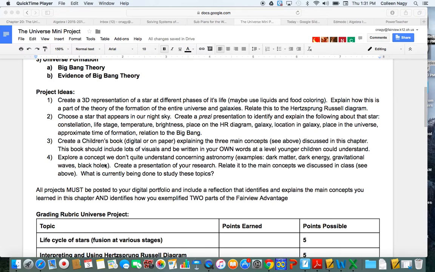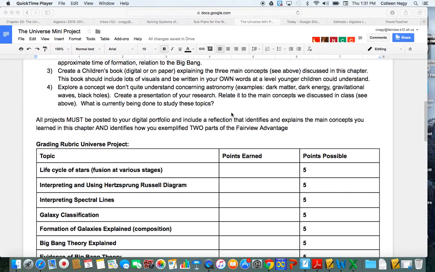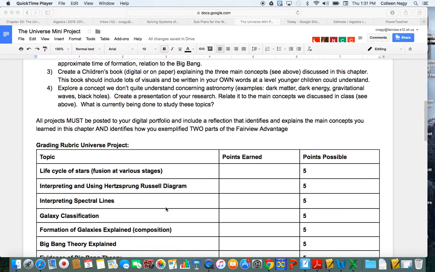The fourth option is to explore any concept we don't quite understand, like dark matter or dark energy or gravity waves or black holes, and make a presentation that relates to this.